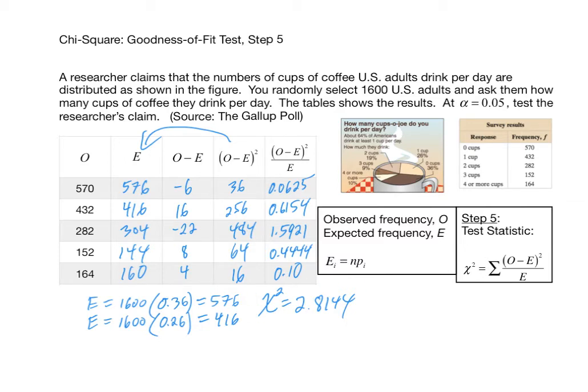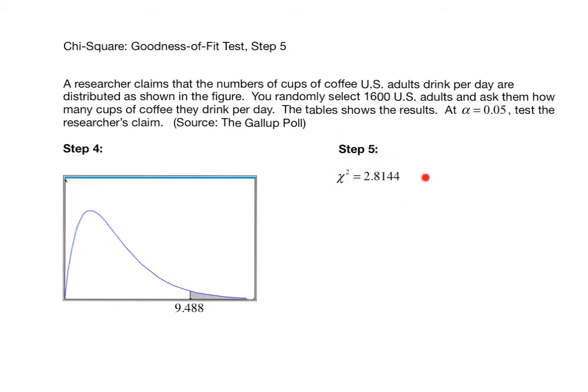Let's take a look at that again. Here is the test statistic we just computed, and here is the graph that we came up with in step 4. So to finish step 5, we need to see where this falls. Of course, 2.8144 falls well to the left of 9.488, which is the number that divides the fail to reject region from the rejection region. So we are going to fail to reject the null hypothesis. Step 5 is not only that computation giving us chi-squared, but we also fail to reject the null hypothesis.